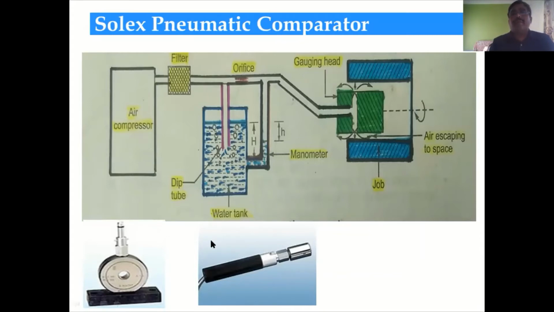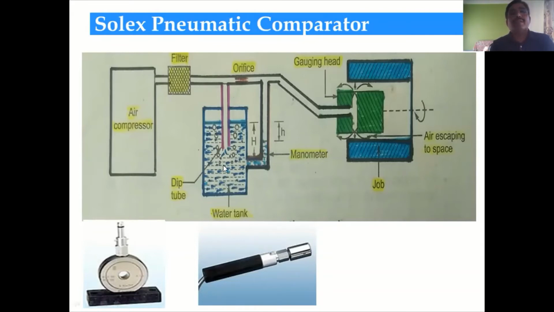Here there are a number of parts in the Solex pneumatic comparator. A compressor is used because we require compressed air here. The second part is a filter. Whatever air is coming out from the compressor, whatever dust or moisture is there will get trapped in the filter, so that clean air will pass through this orifice.